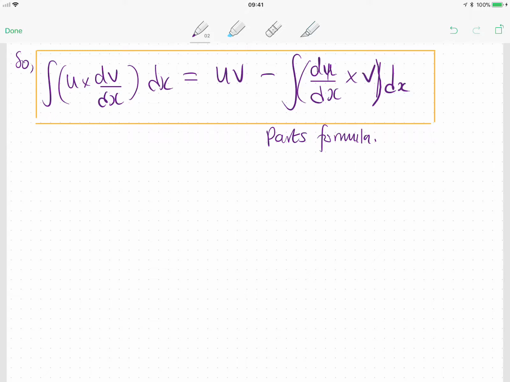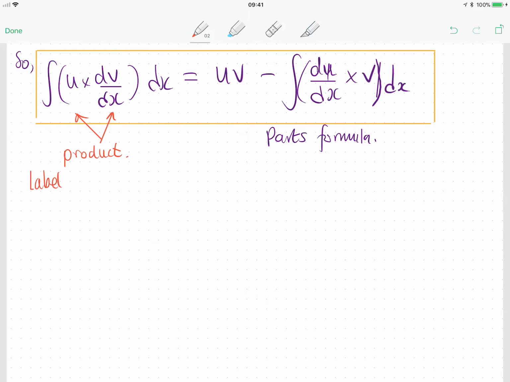So what patterns can we see here? Well, I suppose the first thing to notice, this method can be used when there's a product. So if we have some product and we're integrating, you should be hearing alarm bells going off in your mind. This looks like parts. Maybe I can use the parts formula. So that's the first thing to notice. If you're integrating a product, spend some time thinking about, can I use parts?